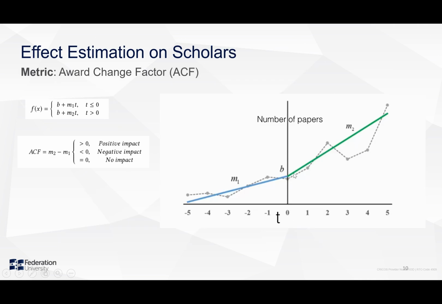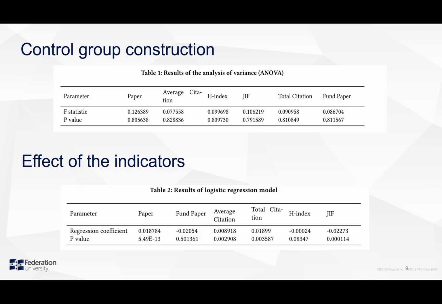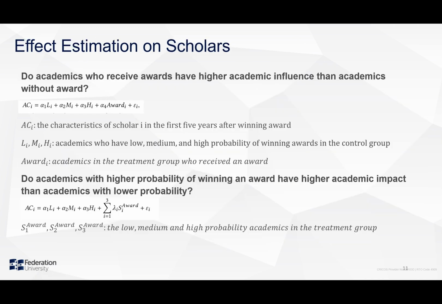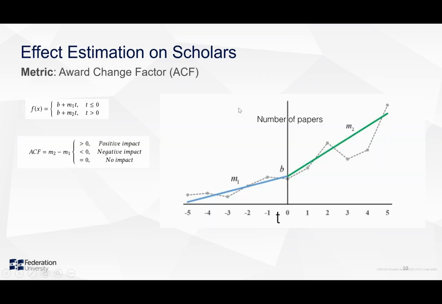So based on the indicators selected in the first step, we propose a metric called award change factor. Taking the number of papers as an example, we qualitatively fit a piecewise linear function according to the number of papers over time.